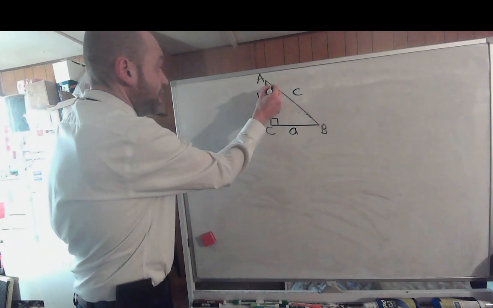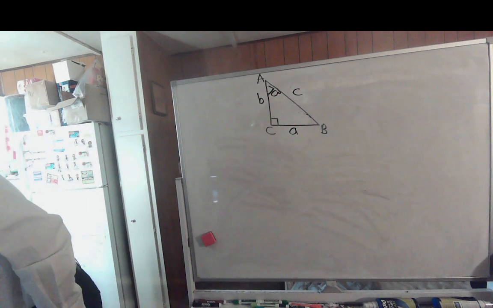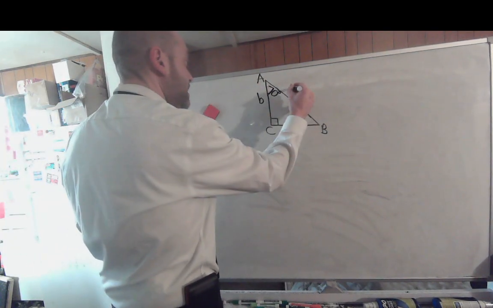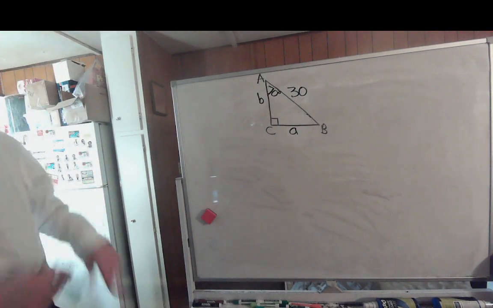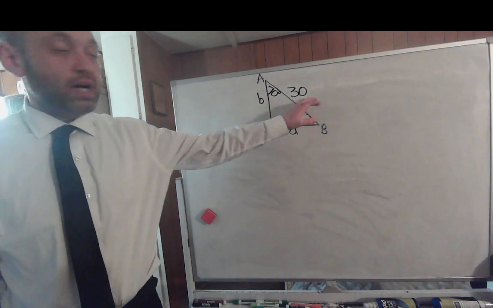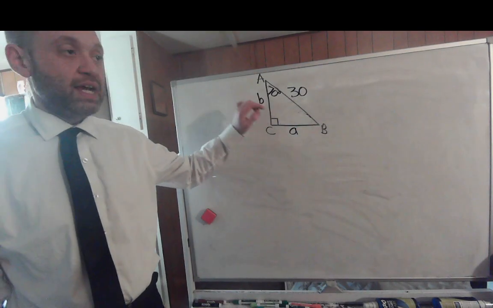Measure of angle A equals 70 degrees. Side C, your hypotenuse, is 30. All right, so the measure of angle A is 70, your hypotenuse is 30. We don't know the measure of angle B or side A and side B.